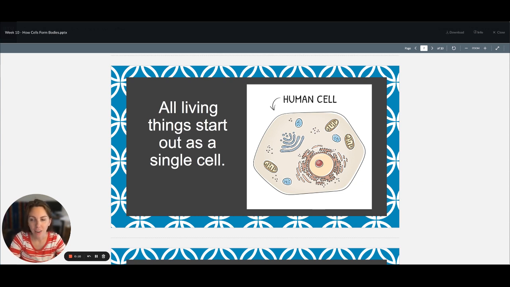I do want to point out as we talk about this that human development is very similar to development of other mammals, and then a little bit less similar to all other vertebrates, and a little bit less similar to each widening group of organisms. But for example, when we look at this picture of a human cell, there's nothing in the picture that makes this cell human versus anything else that is a eukaryote. So basically all organisms that have more than one cell.